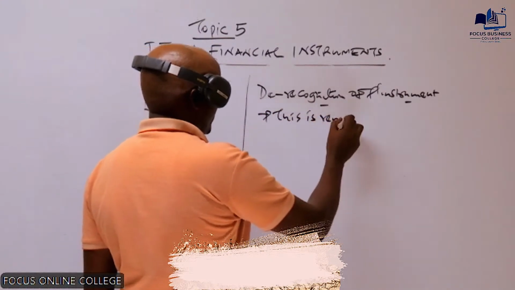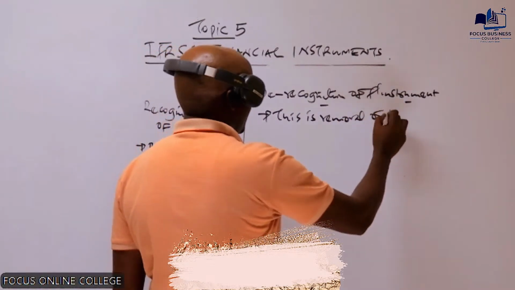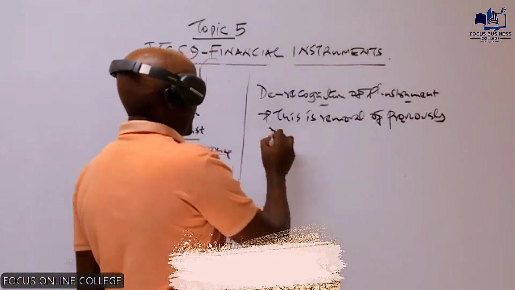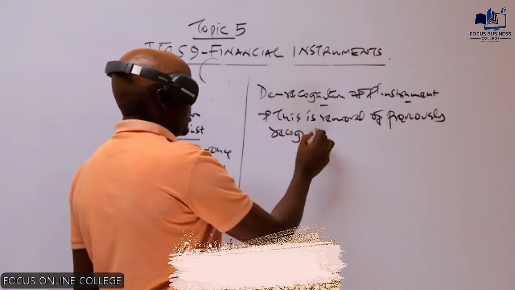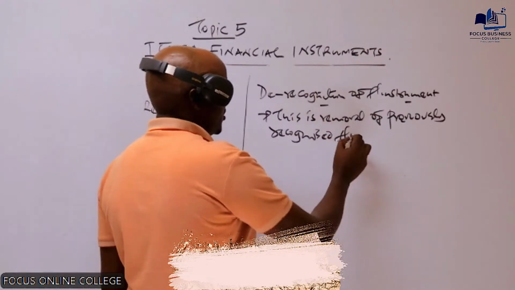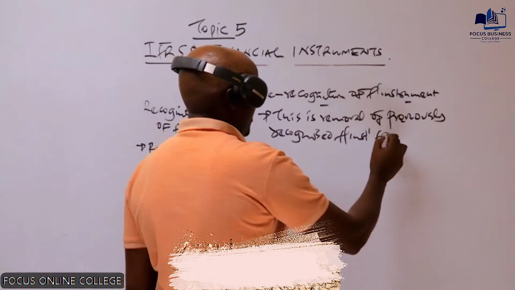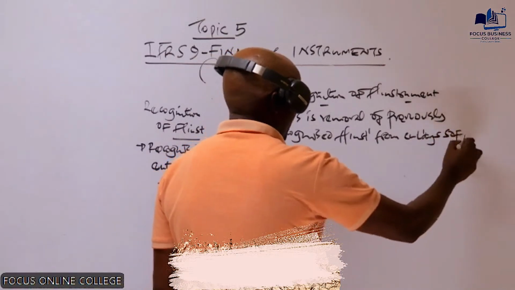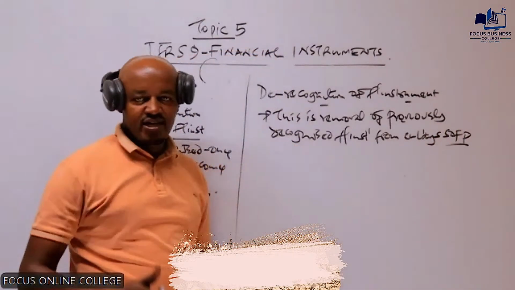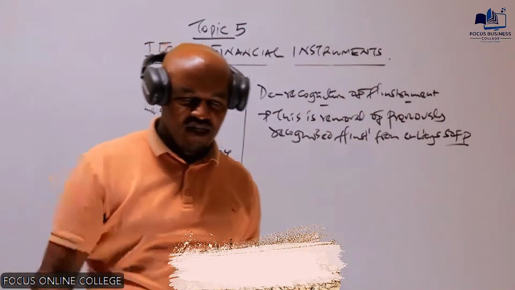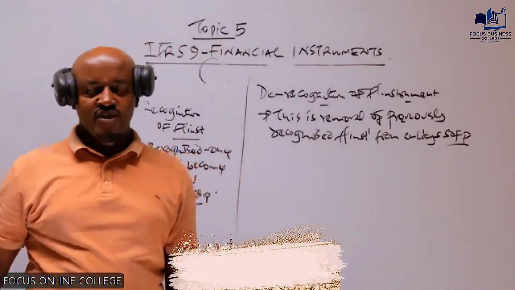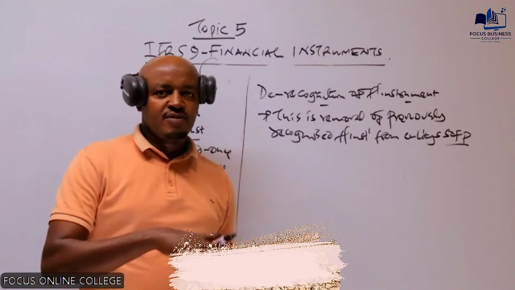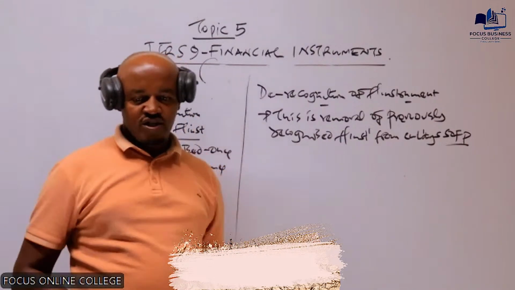of previously recognized financial instruments from the entity's statement of financial position. A company had issued debentures, but now those particular debentures have been removed from the statement of financial position. They will no longer be shown there as a liability. That process we refer to as derecognition.